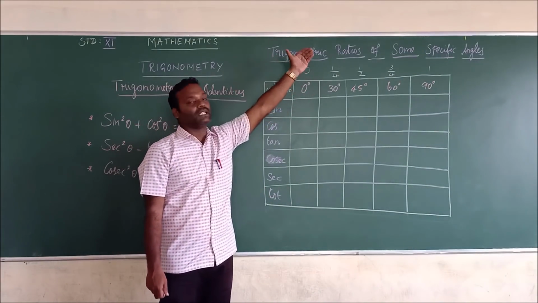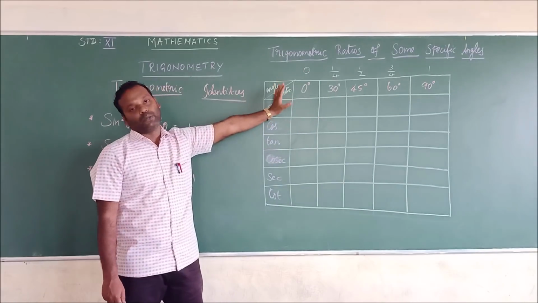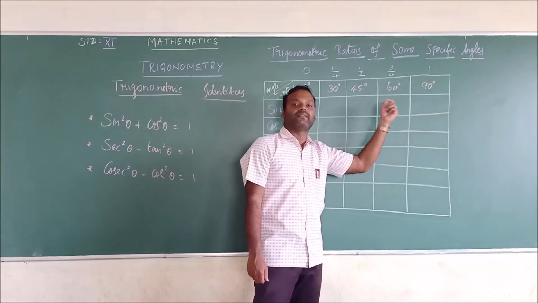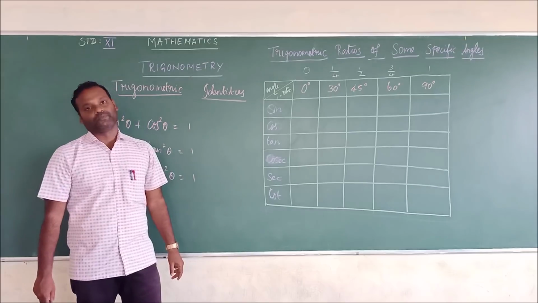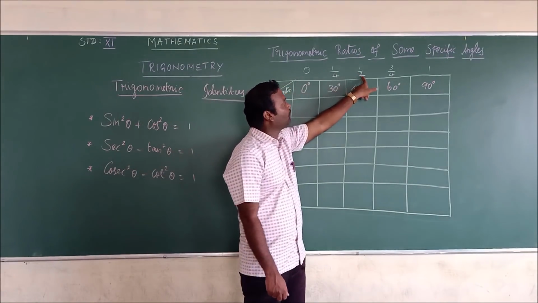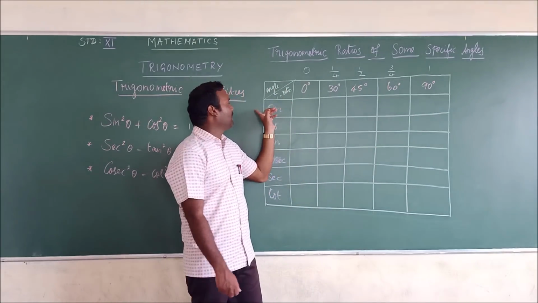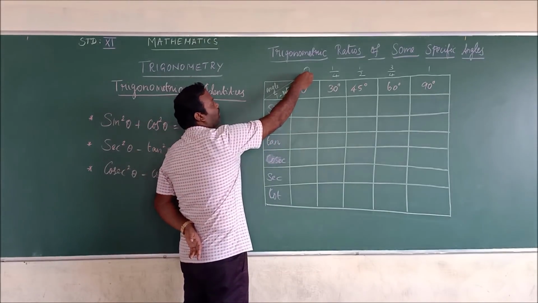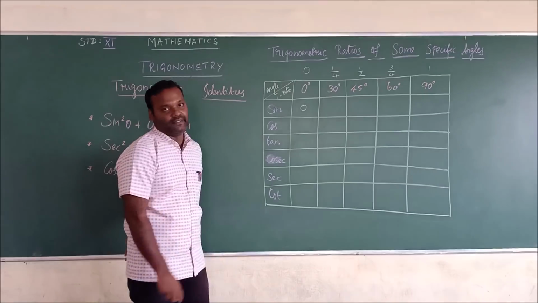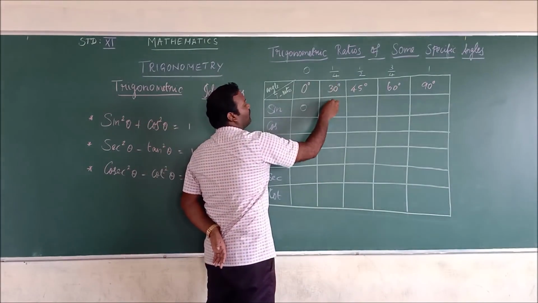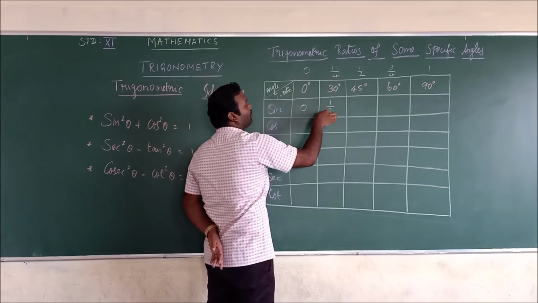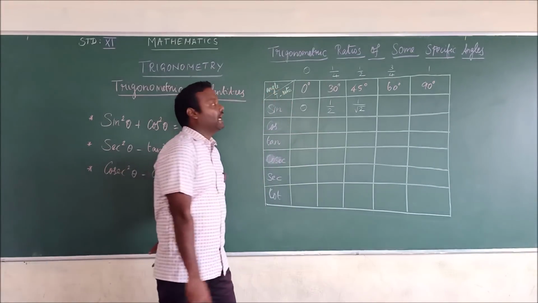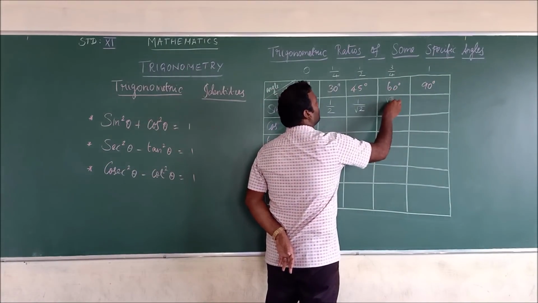1 by 4th, 2 by 4th, 3 by 4th and 4 by 4. You have to remember these values and you have to write the values to the corresponding angles by taking positive square root. You have to take positive square root for these values so that you can know the values of the trigonometric function sine. Suppose if you are taking positive square root for 0, it is 0. And taking positive square root for this is 1 by 2. 1 is 1 and 4 square root is 2. And taking positive square root for this is 1 by root 2. And taking positive square root for this is root 3 by 2.